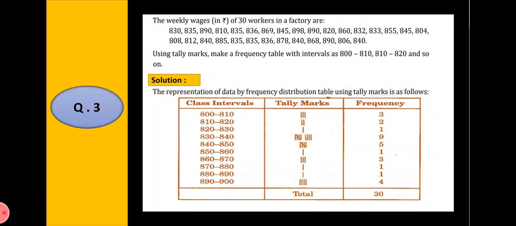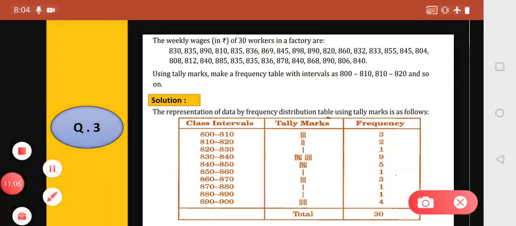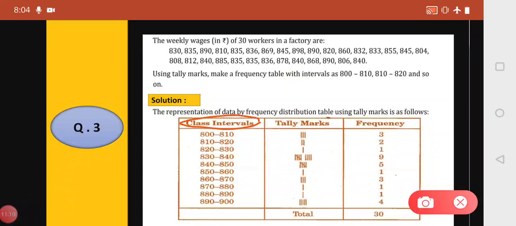Again, you divide the table into 3 columns. First column, class intervals, second column, tally marks, and third, your frequency. Yes, this is your class interval, tally mark, and frequency. Now, it is already given in the question that you have to start the class interval from 800 to 810. Now, till which class interval do you have to take?